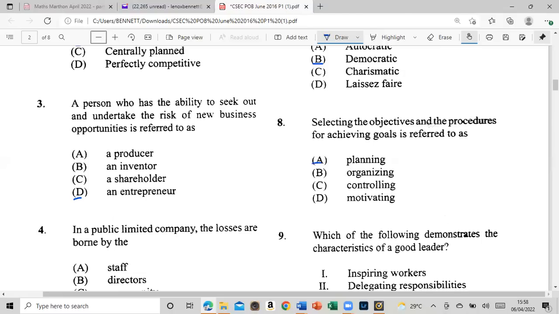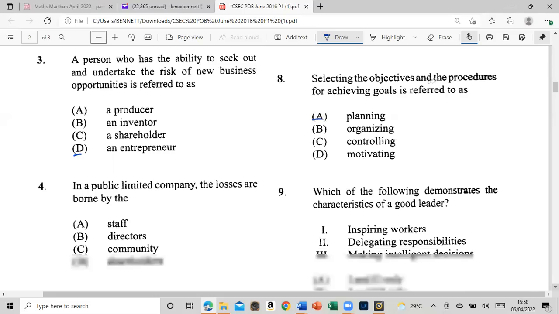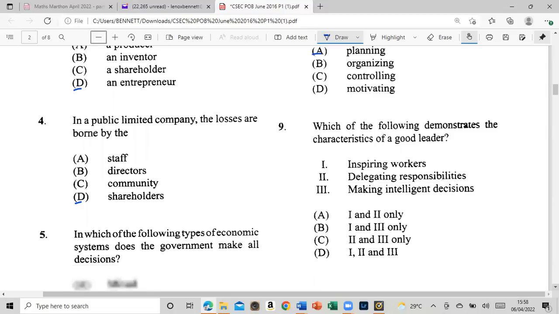Number nine, which of the following demonstrate the characteristics of a good leader? One, inspiring workers. That is legit. You have to inspire your workers. Two, delegating responsibility. Yes, that is it. One person can't do it. You do this for me, you do that for me. So you delegate responsibilities. You alone can't take on everything.